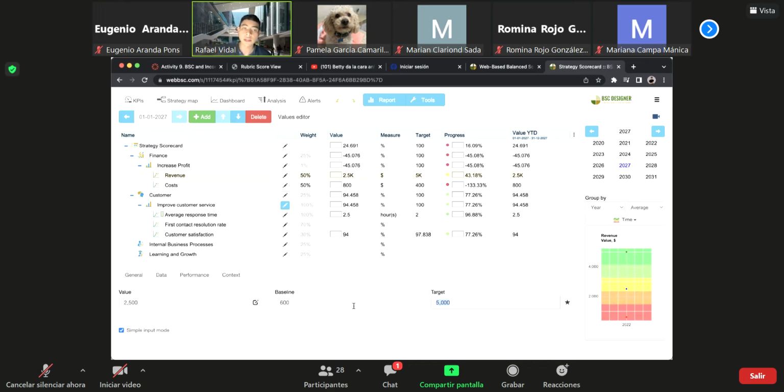So let me repeat this again. Baseline is how you ended year 6. Value, don't worry about it because we haven't taken the decision for 7th round. And start thinking of a target. What I want for the activity is a screenshot of this balance scorecard for year 2027 with the target and the baseline we are having for the beginning of that year. Okay.